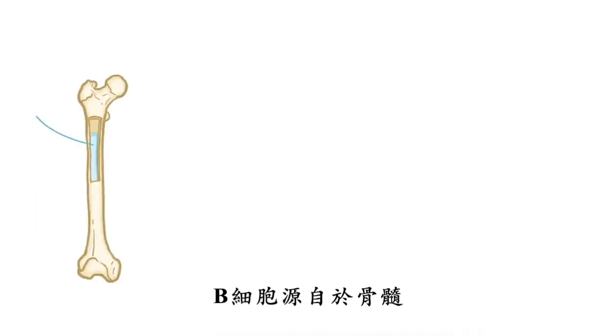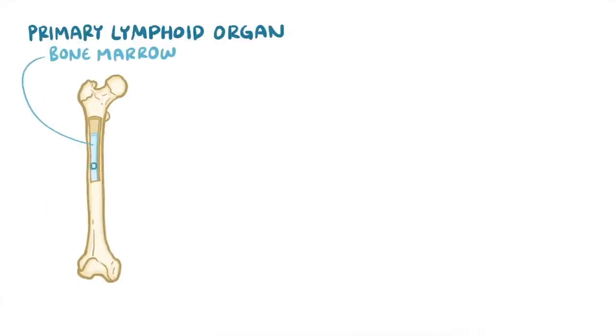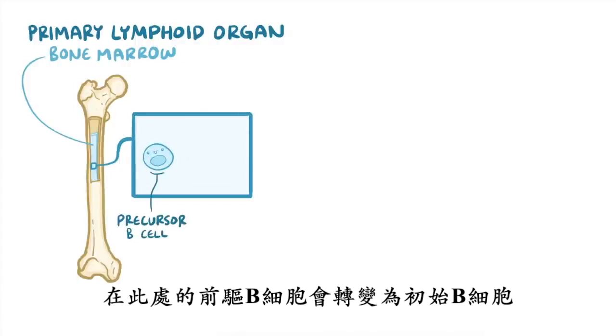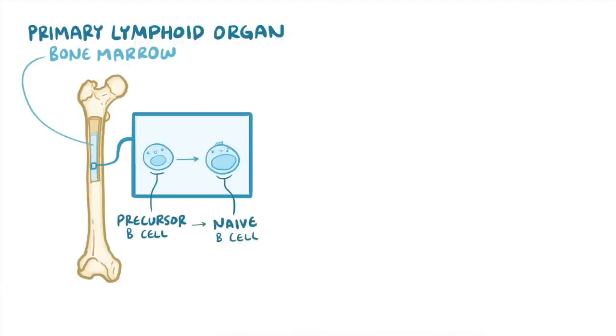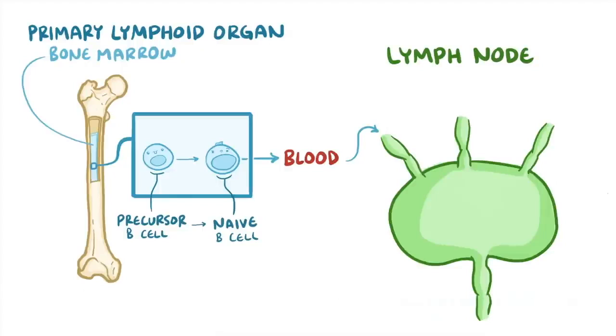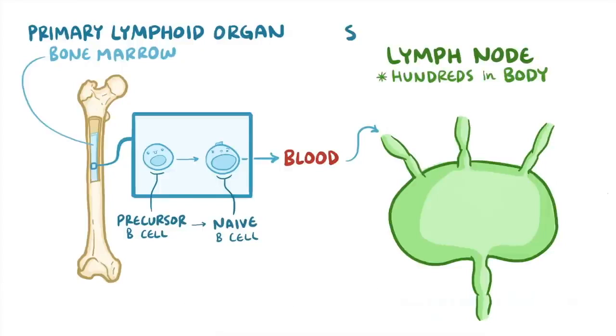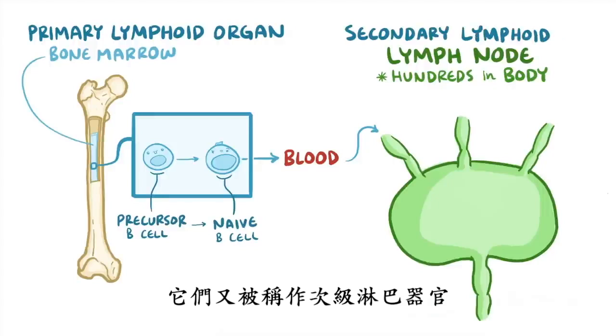Now, B cell development starts in the bone marrow, which is a primary lymphoid organ. That's where young precursor B cells mature into naive B cells. The naive B cells then leave the bone marrow and circulate in the blood and eventually settle down in the lymph nodes. Humans have hundreds of lymph nodes, scattered throughout the body, and they're considered secondary lymphoid organs.